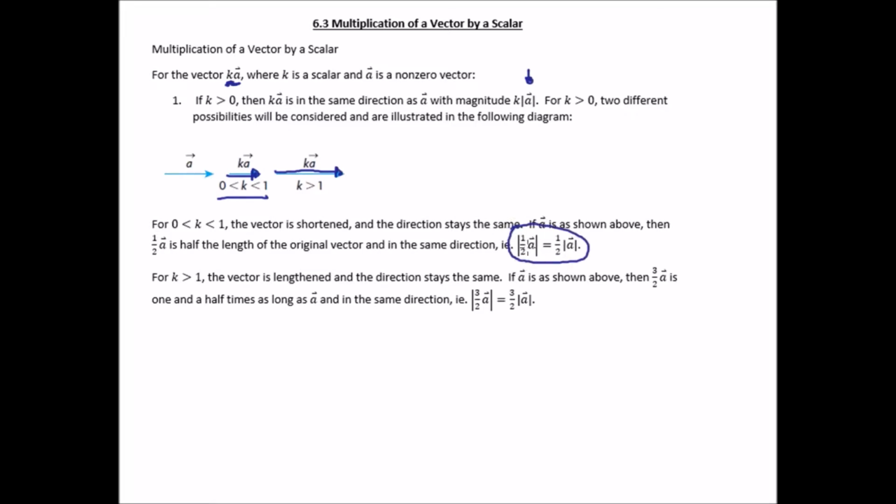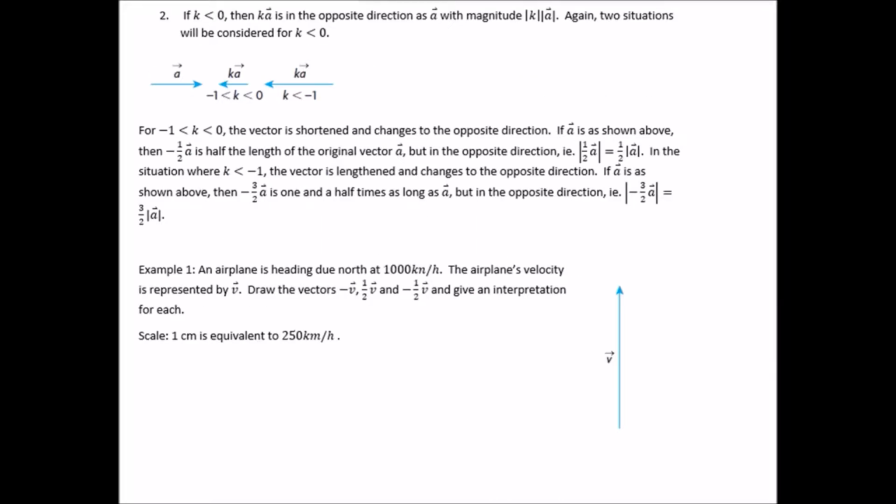For example, we can have 1/2 of vector A. The magnitude of 1/2 vector A is equal to 1/2 of the magnitude of vector A. Then 3/2, which is of course greater than 1. The magnitude of 3/2 of vector A is equivalent to 3/2 of the magnitude of vector A.